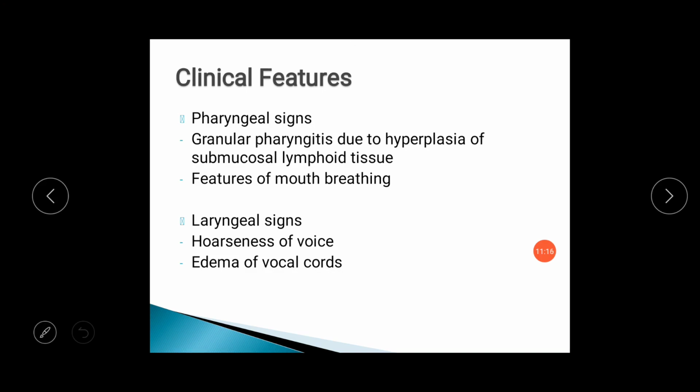Pharyngeal signs are granular pharyngitis due to the hyperplasia of the submucosal lymphoid tissue, and patient can have chronic cough due to this granular pharyngitis and irritation in the throat. Whenever patient will have excessive nasal obstruction, especially in children, patient can develop mouth breathing, and that can give rise to orthodontic problem or malformation of the dentition. Laryngeal signs are hoarseness of voice and edema of the vocal cords.